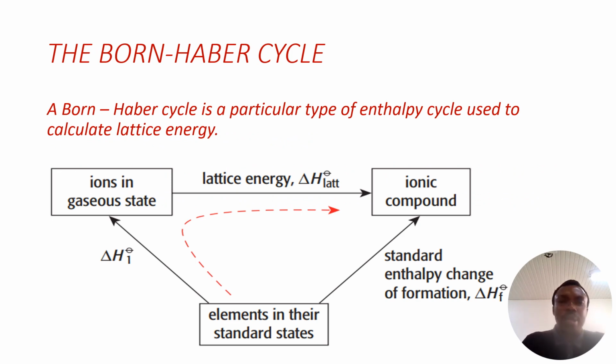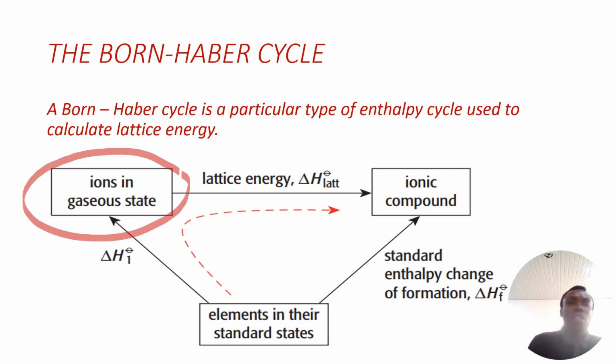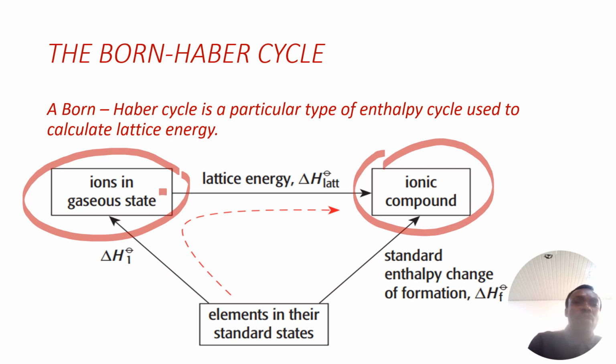Now looking at the Born-Haber cycle, a Born-Haber cycle is a particular type of enthalpy cycle used to calculate the lattice energy. And we'll talk about lattice energy. Lattice energy is the enthalpy change when one mole of an ionic compound or ionic solid is formed from its gaseous ions under standard conditions. Now looking at the enthalpy cycle before us, we have ions in gaseous state to ionic compound. Now from this point to this point, it has to do with the lattice energy, which is the enthalpy change when one mole of an ionic compound is formed from its gaseous ions under standard conditions.